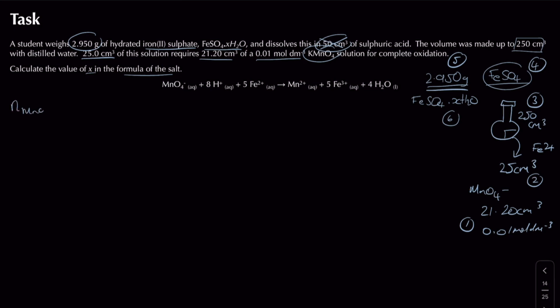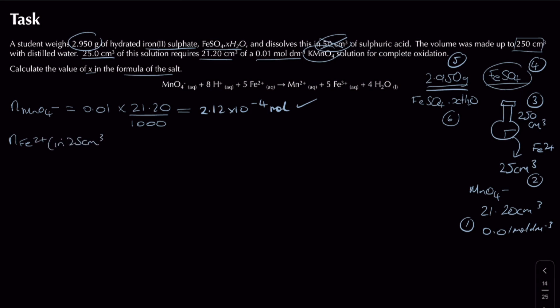So the number of moles of my manganate ions to begin with is going to be equal to 0.01, the concentration, times by the volume. And what we end up with is 2.12 times 10 to the power of minus 4, and that's going to be moles itself. Now the next thing is to find the moles of iron 2 plus, and that's going to be in 25 centimeters cubed.